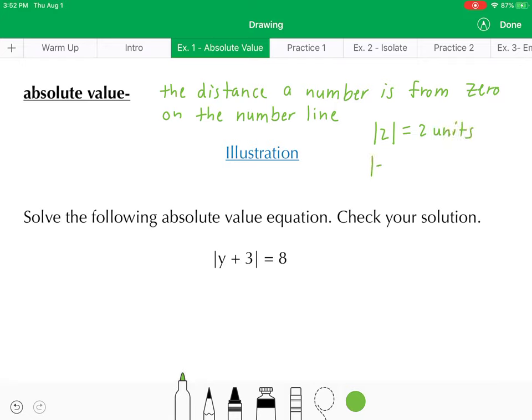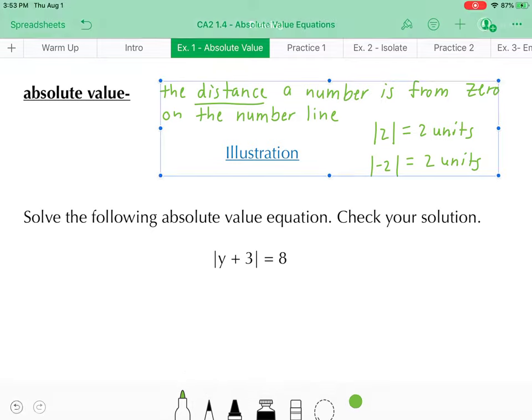Similarly, if I asked you what's the absolute value of negative 2, you should also be saying 2 units as well, right? Because the key word here is distance. Distance is positive, so our final answer when working with absolute value should always represent a positive value. Okay. All right. Hit done up in the top right of your screen there.